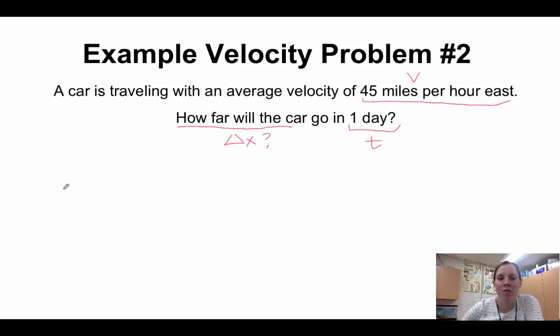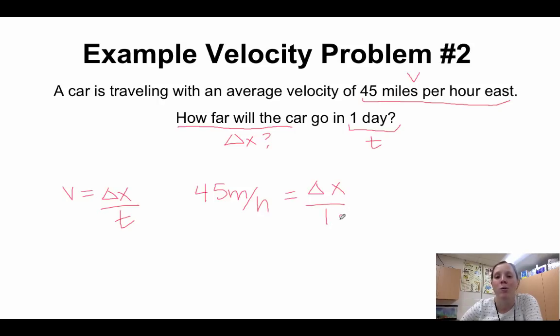So I'm going to write my equation, velocity equals displacement over time. And I'm going to plug in what I know, which is 45 miles per hour equals displacement over 1 day. Ooh, so I notice a problem here, which is that my velocity is in miles per hour, but my time is in days. If I try to start multiplying and dividing these numbers, I'm not going to get an answer that makes sense because the units are not in agreement.